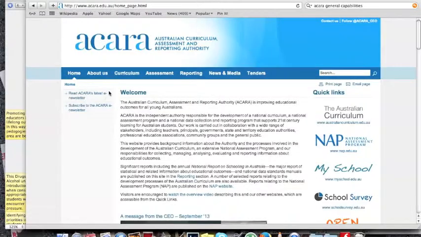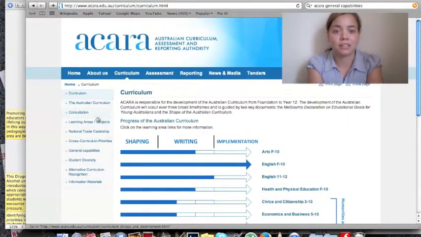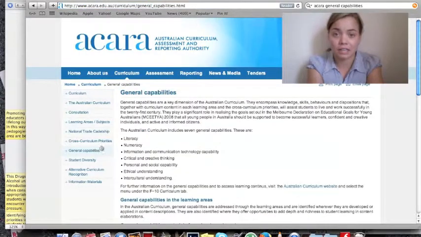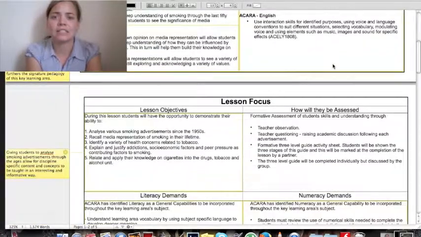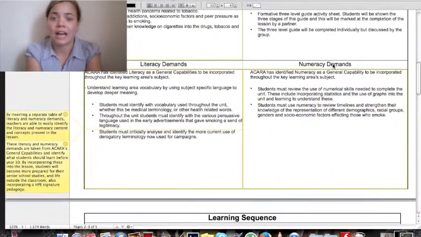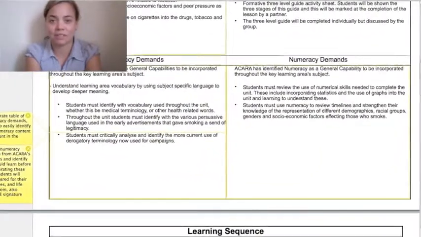Furthermore, this lesson had to consider a specific focus on literacy and numeracy. I went to the Australian curriculum websites and identified the literacy and numeracy demands present in the general capabilities. I adapted my literacy and numeracy demands accordingly and gave them their own special criterion box in my lesson plan for easy identification by teachers.